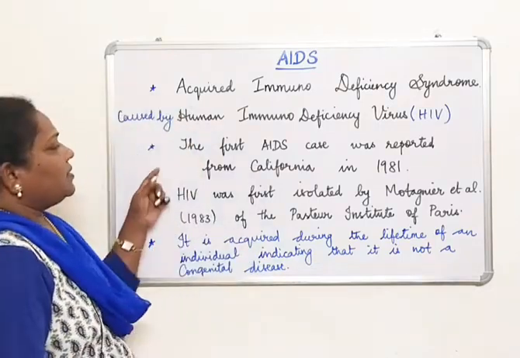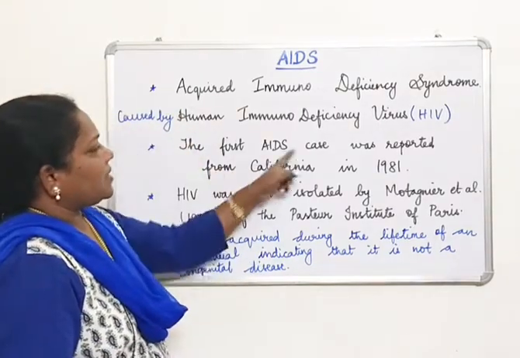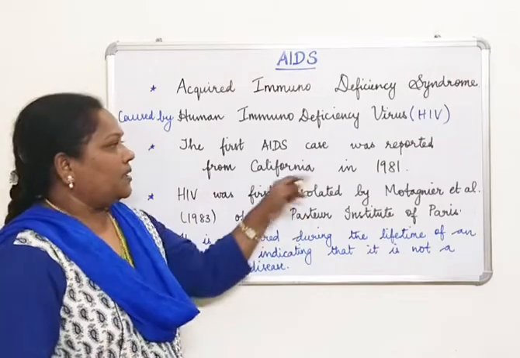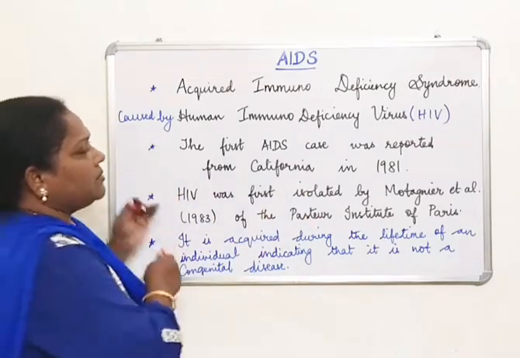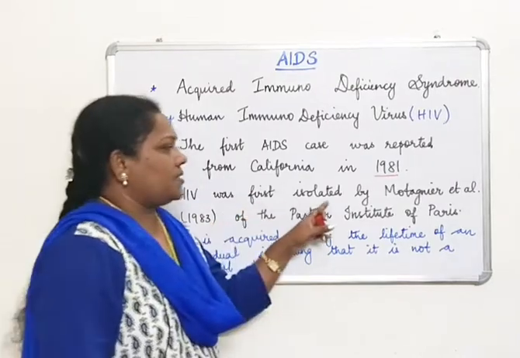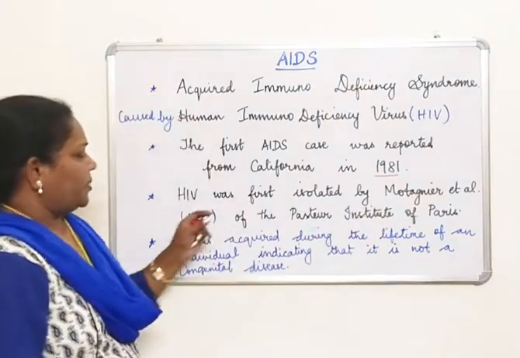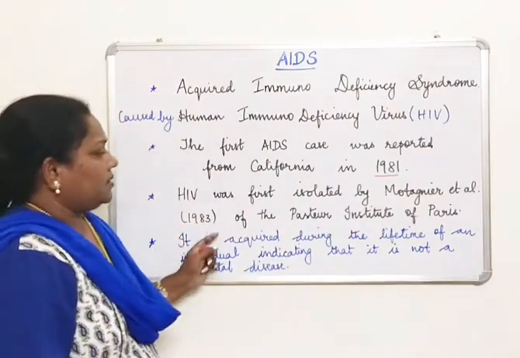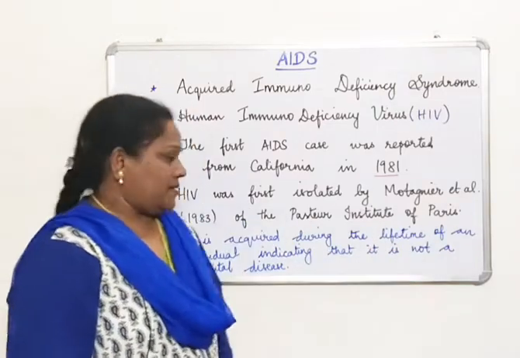The first AIDS case was reported from California in 1981. This year is very important. And this HIV was first isolated by Montagnier et al., a group of people, in 1983, of the Pasteur Institute of Paris.